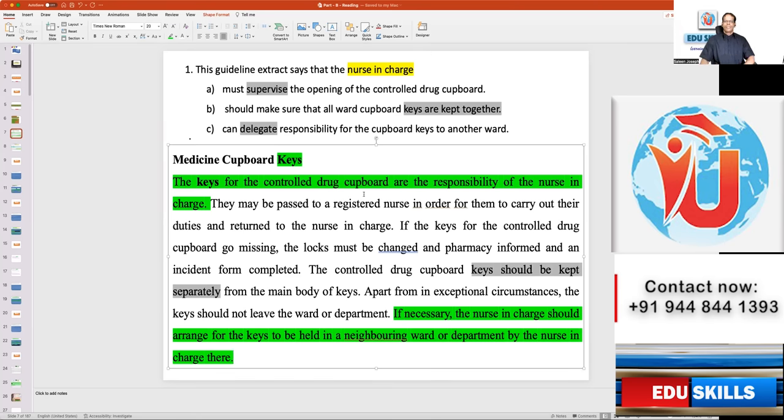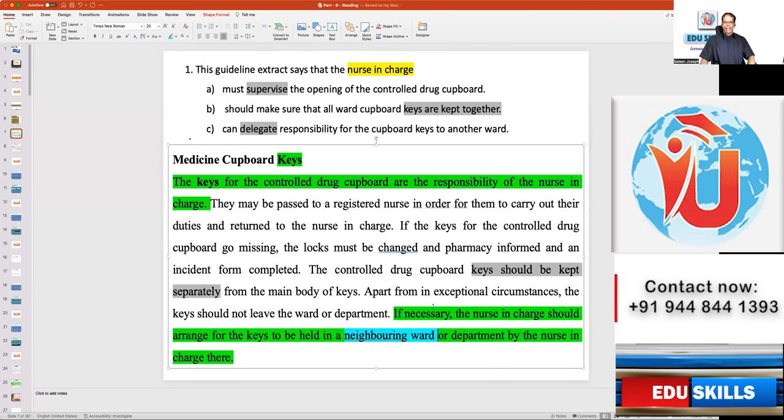I will explain it. So that is the conclusion. If necessary, the nurse in charge should arrange for the keys to be held in a neighboring ward. That can delegate responsibility for the cupboard keys to another ward. Neighboring ward? Another ward. Synonymous expression, right? Yes. The word delegate here is the key to the meaning.